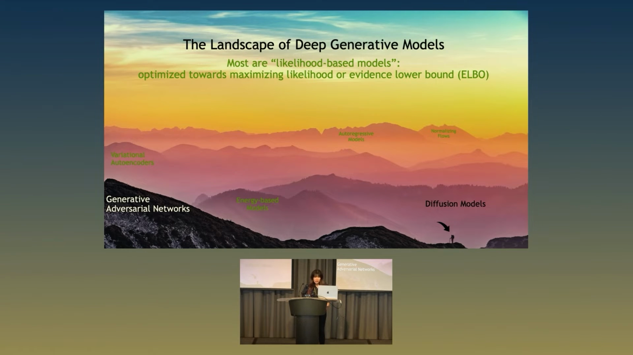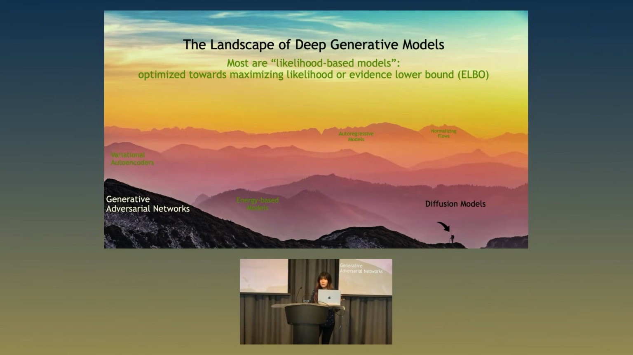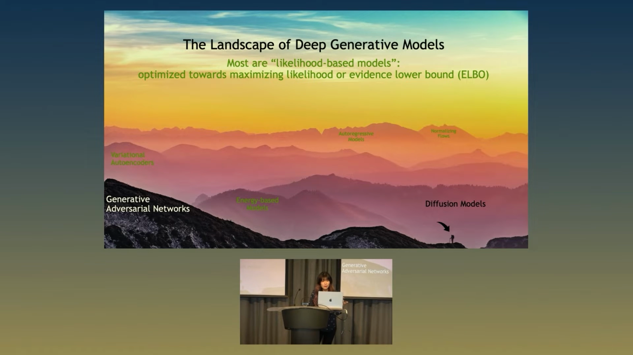If we take a look at the training objectives used for training those different types of generative models, we can see most of them are likelihood-based models, meaning that if we want to learn the model parameters, we're basically using maximum likelihood or a variant of maximum likelihood, which is called the evidence lower bound.